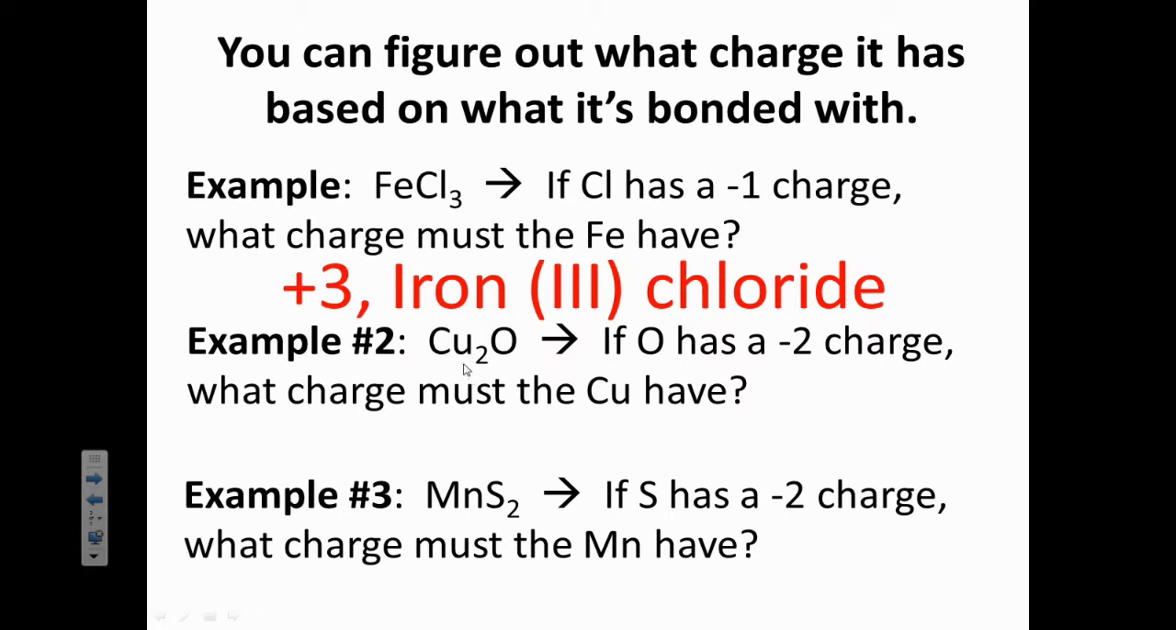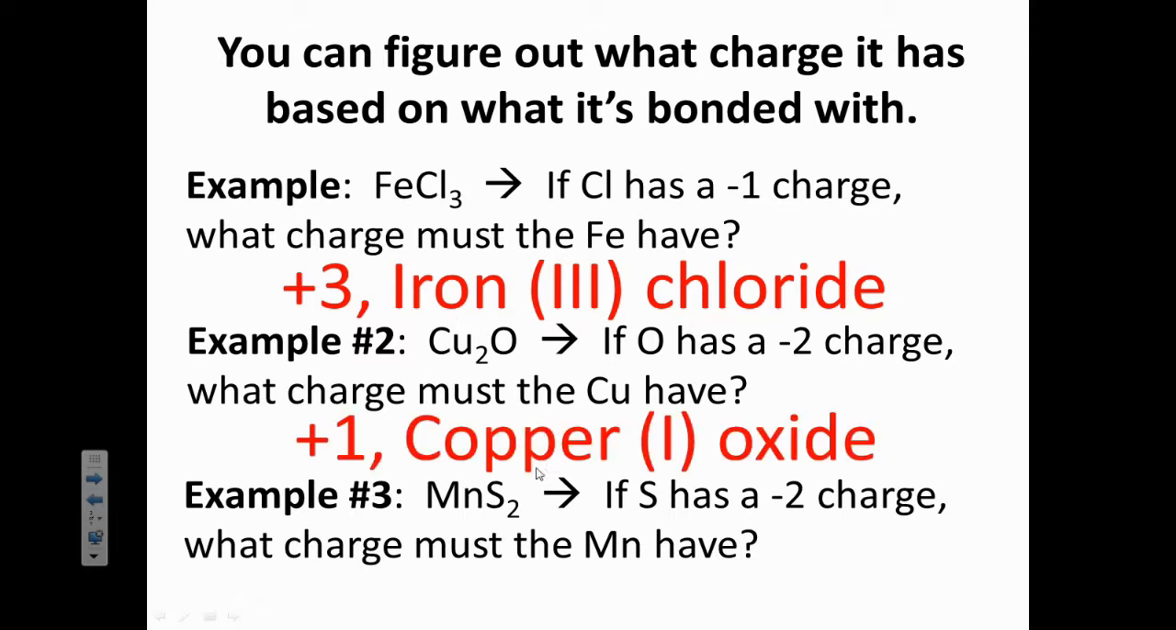What if you've got 2 coppers and 1 oxygen? Oxygen always wants to gain 2. So how many electrons is each of these giving to the oxygen if there's 2 of them? Well, each copper must be giving 1 electron up. So the name of this compound would be copper 1 oxide, because copper would lose 1 electron to form a +1 charge.